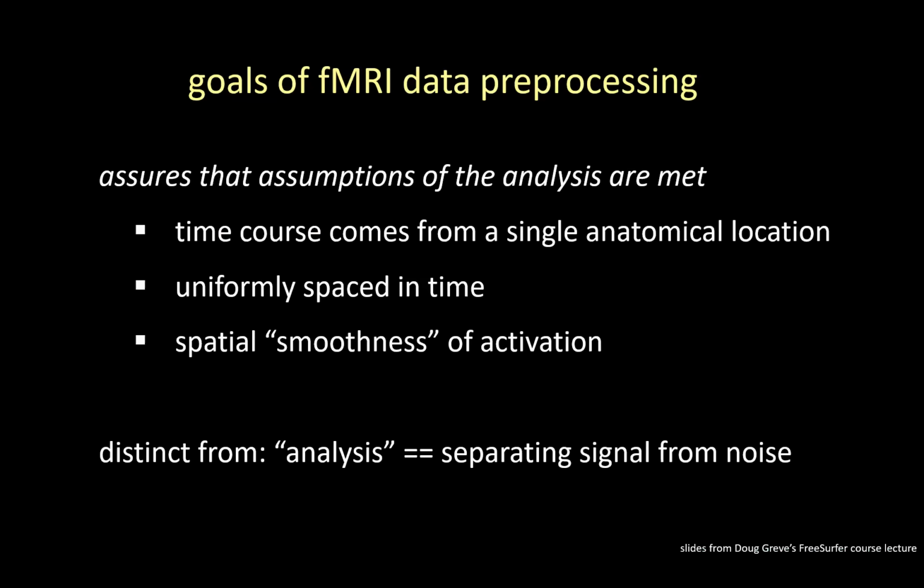Now, to define the goals of fMRI data preprocessing, this is a slide I stole from Doug. We generally think of preprocessing as trying to ensure that the assumptions of our analysis are met. What are our assumptions? That the time course for any given voxel comes from a single anatomical location across a time series, that the data are spaced uniformly in time, and that there are some priors about the spatial smoothness of the activation. We'd like to think of preprocessing as distinct from analysis. Analysis I'd like to think of as the process of separating the signal of interest from nuisance factors or noise.